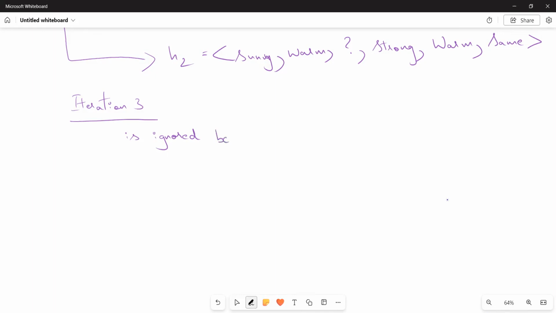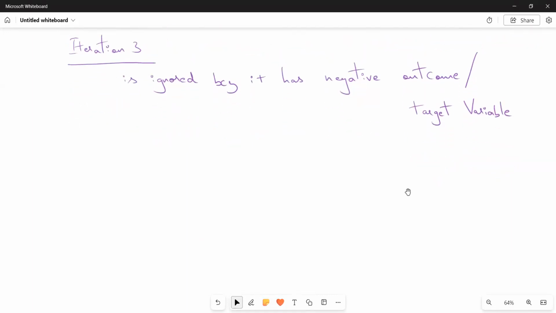and the reason is because it has a negative outcome, or negative target variable. That's your iteration 3. So how do you write your hypothesis 3? We are simply going to repeat hypothesis 2.